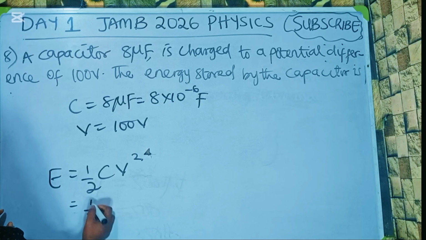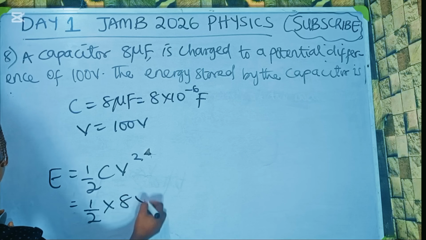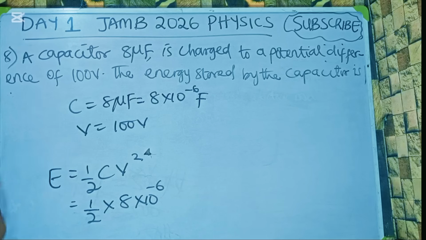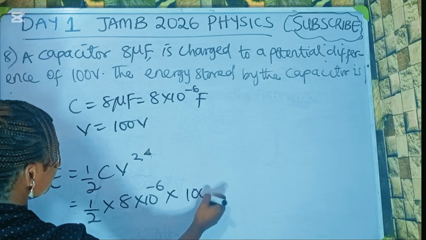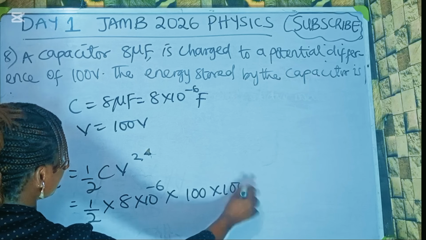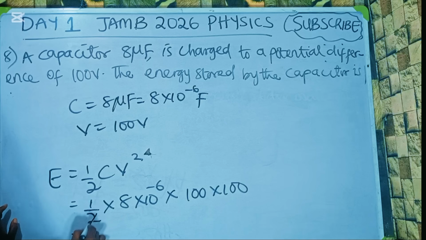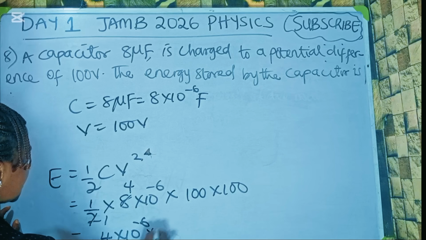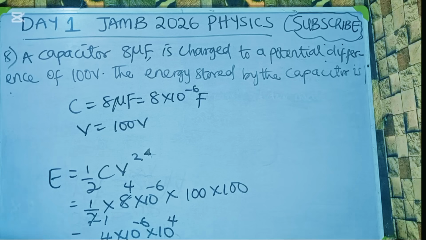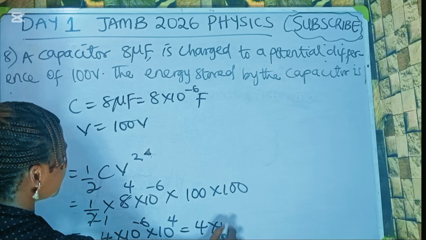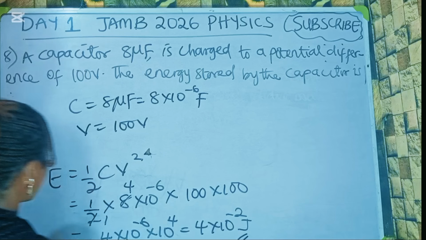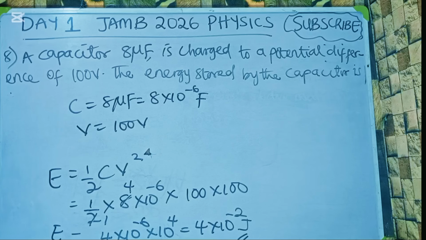Which is 1 over 2 times my C, which is 8 times 10 to the power minus 6. Remember, you must change this micro to put in the value, right? Then multiply by 100 squared. So you can say 100 times 100, right? So let's work it out. Half of 8 is 4, so this is 4 times 10 to the power of minus 6, okay? By the time you work it out, you're going to have 4 times 10 to the power minus 2 joules as the energy stored in the capacitor. So if you see a question like this in your exam, this is how you are going to solve it.